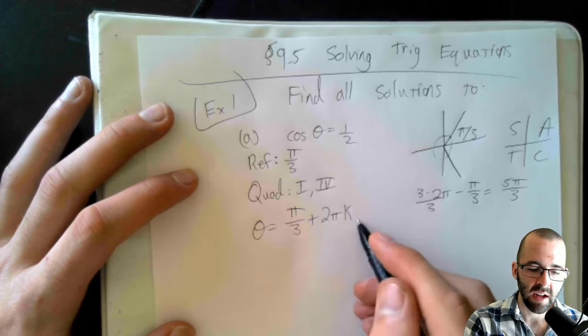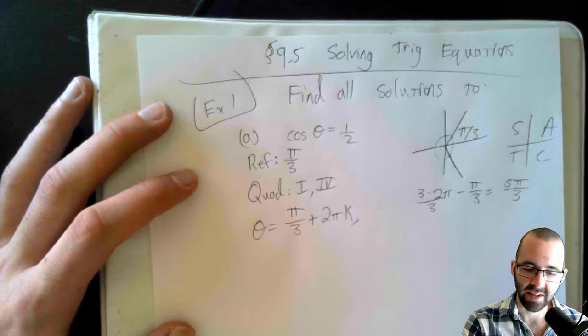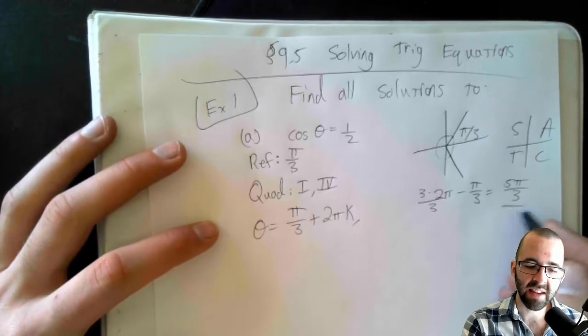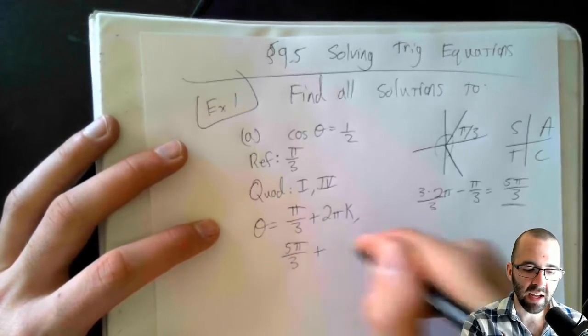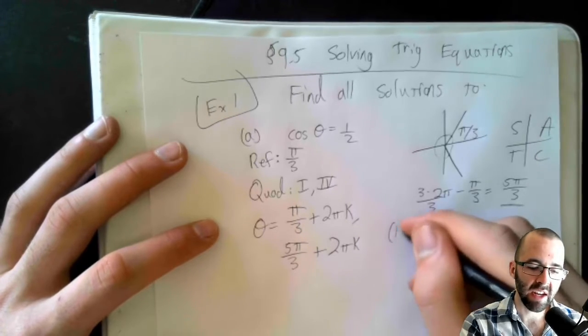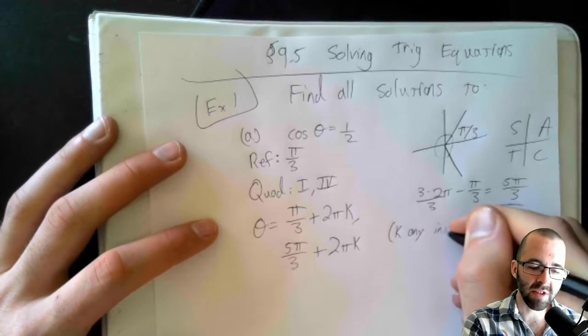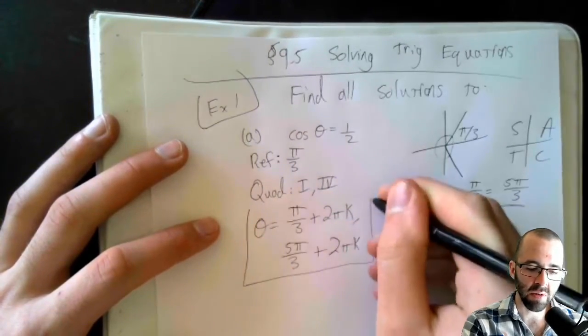Okay. And the second one, wait, what did just happen? What are you asking about? Now the second thing we found was in the fourth quadrant, which was 5 pi over 3. And again, every multiple of 2 pi added or subtracted to it. Right, k is any integer. I'm not going to make you specify that k is any integer, but for your own knowledge.